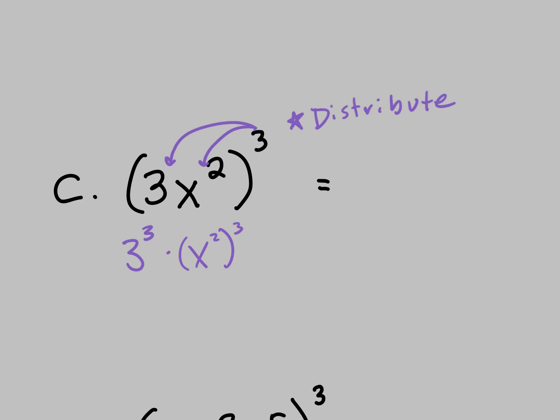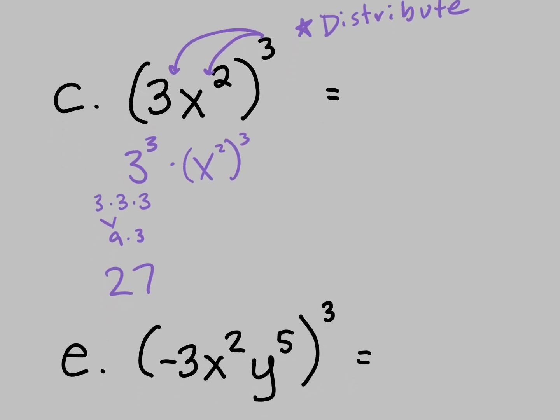So what is 3 to the 3rd power? Remember, it's 3 times 3 times 3. What's 3 times 3? Just 9. And 9 times 3? 27. So 3 to the 3rd power is 27. Be careful, you're not multiplying 3 times 3. It's 3 times 3 times 3. So 3 to the 3rd power is 27.